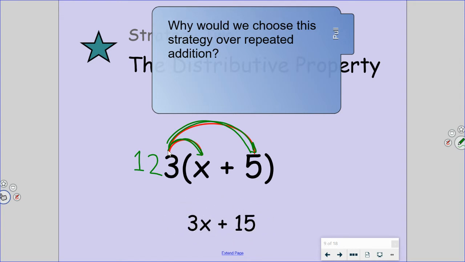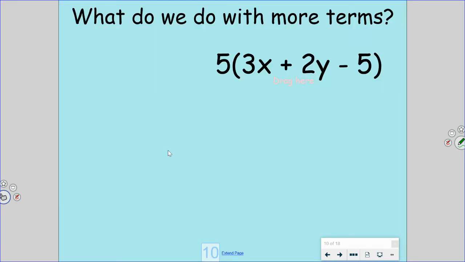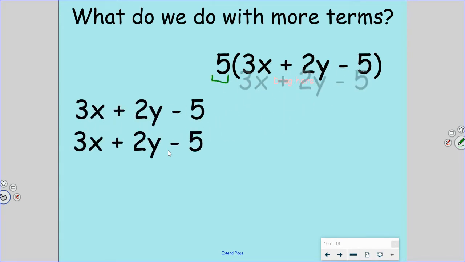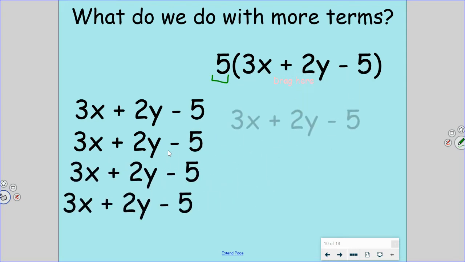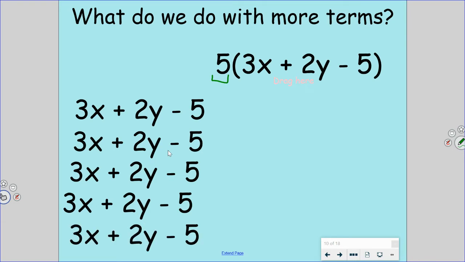So that is the power of the distributive property, saving you time from repeated addition. All right, what do we do if there are more terms? Well, here we still have 5 groups, so I'm going to go ahead off to the side and write 3x and 2y and negative 5, and 3x and 2y and negative 5, and 3x and 2y and negative 5. Ultimately, we need 5 groups of those.